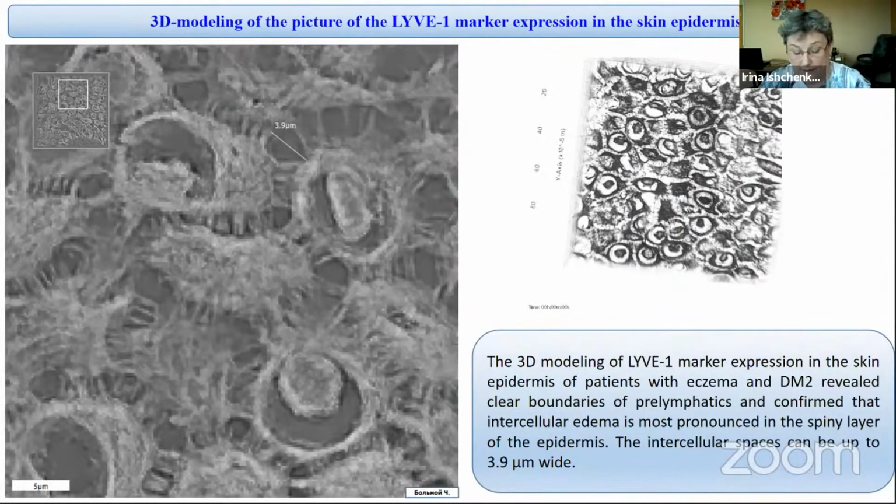3D modeling of the image of the LYVE-1 expression in the skin epidermis of patients with eczema and type 2 diabetes revealed clear boundaries of pre-lymphatics and confirmed that intercellular edema is most pronounced in the spinous layer of the epidermis. Using the nano laser microscope software, we were able to measure the width of the intercellular spaces. The intercellular spaces can be up to 4 micrometers wide.